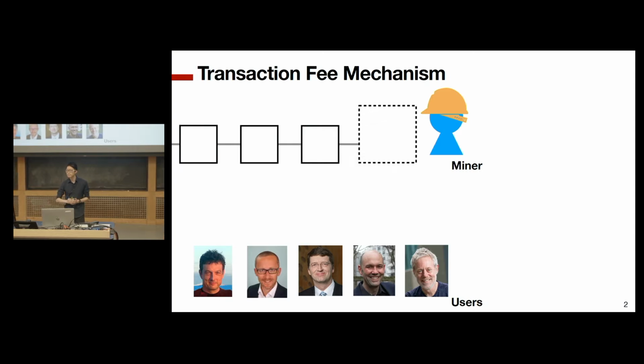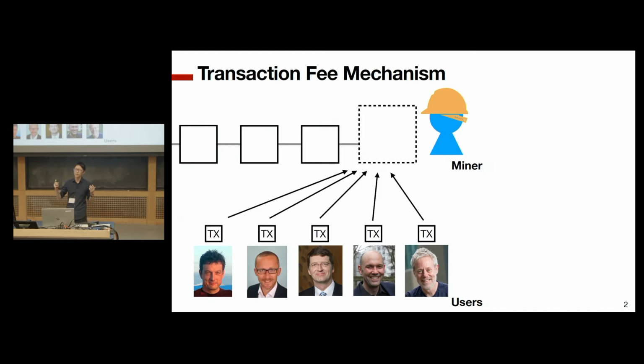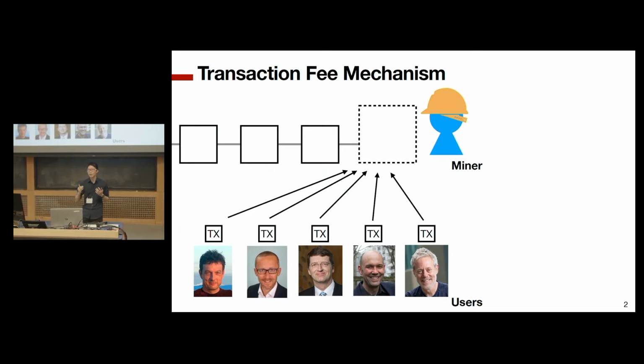Okay, so let's say our amazing PC chairs are the users. Each of them has transactions that they want to be included in the block. However, let's say the block is super small. It can only contain 3 transactions. In this scenario, what should we do?